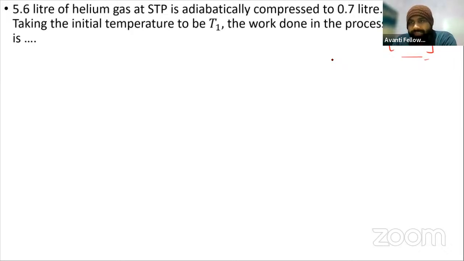You should know this data about these gases, whether monoatomic or diatomic, because not every time will you get it in the question. Like in this question, it is not mentioned that helium is monoatomic or diatomic. So your answer is 9 by 8 RT1. Let's solve it and see how it goes.